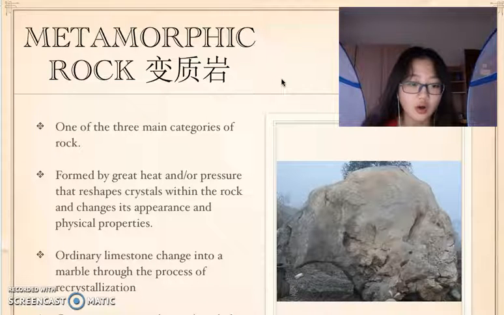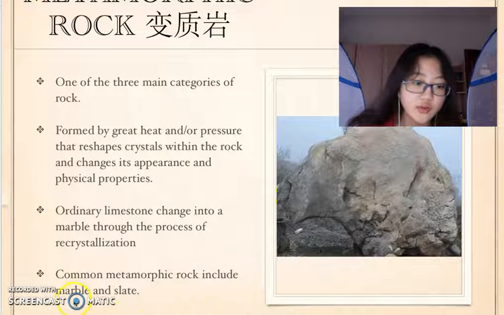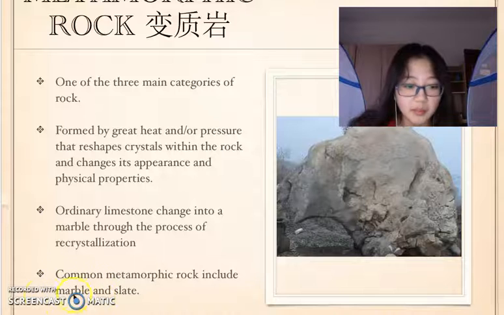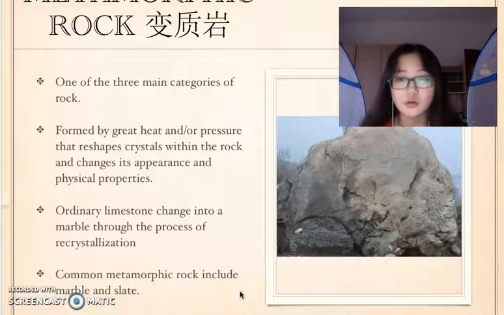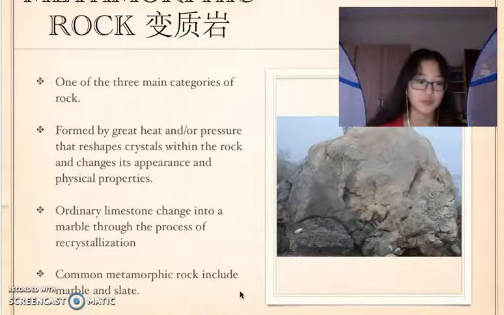For example, the ordinary limestone changes into marble through the process of recrystallization, and this is how ordinary rock changes into metamorphic rock. Metamorphic rock includes marble and slate, and the marble, we know, will be made into beautiful houses or steps, like the palace in some places, which uses a lot of marble, especially white marble.